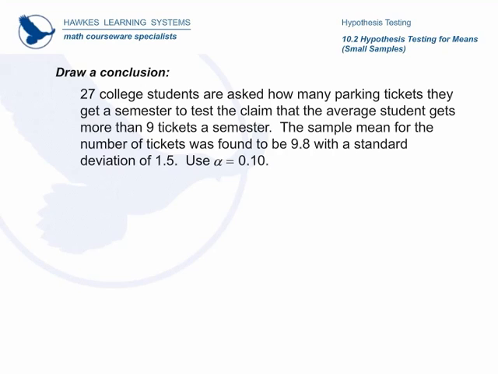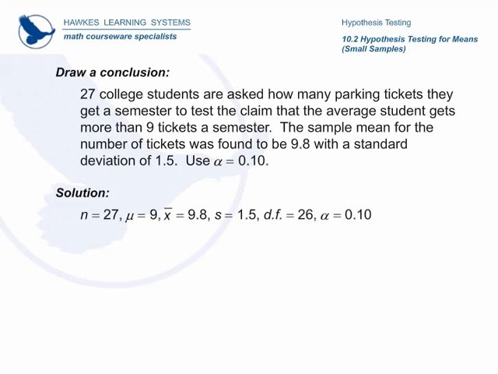Okay, let's take a look at an example by using a scenario. We have 27 college students, and they are asked how many parking tickets they get a semester to test the claim that the average student gets more than 9 tickets a semester. The sample mean for the number of tickets was found to be 9.8, with the standard deviation of 1.5. Use an alpha, or level of significance, equal to 0.10 or 10%.